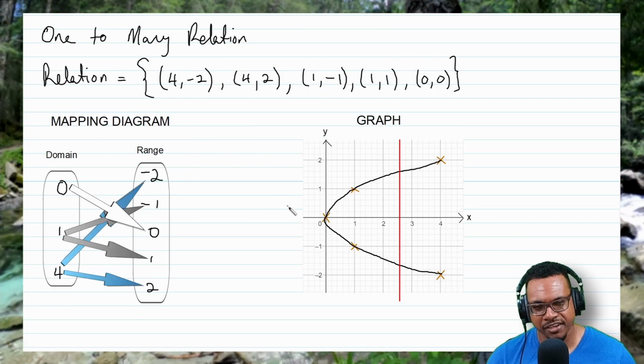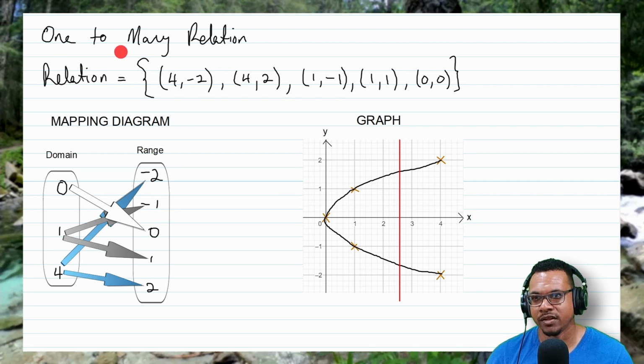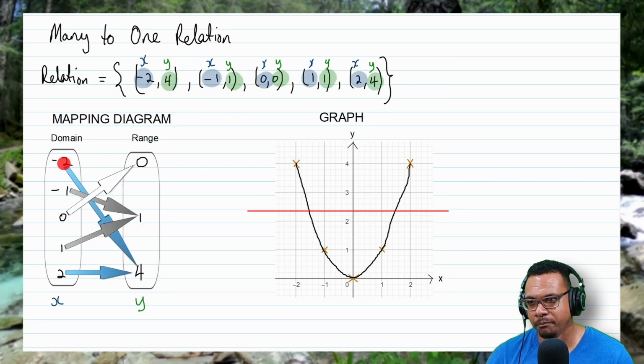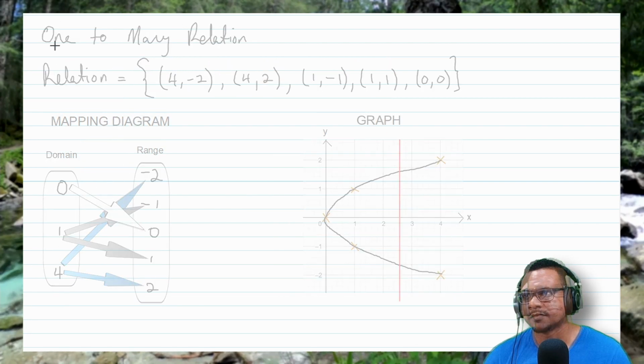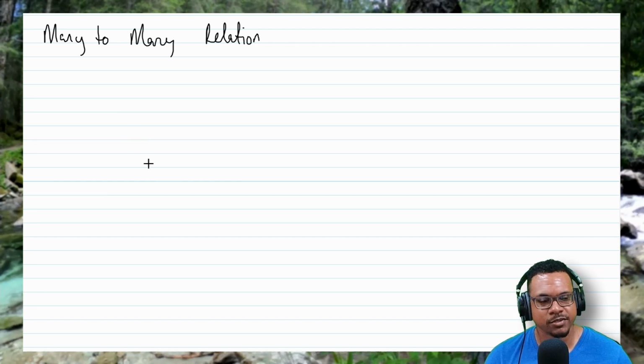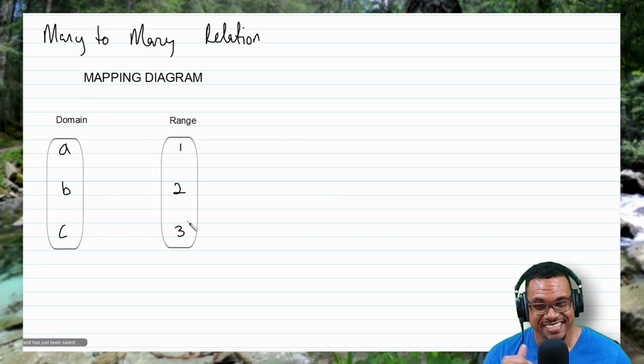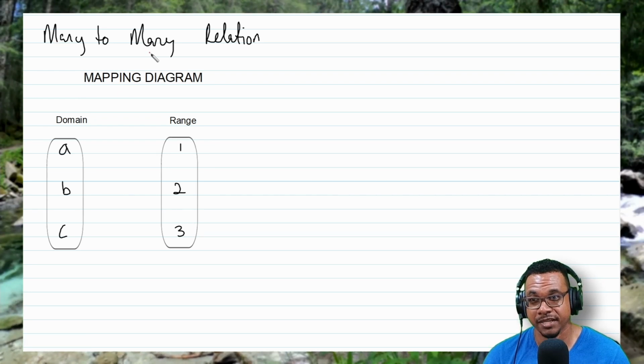Okay, and the last type of relation would be a many-to-many relation. So as long as you see a one-to-many pattern, which is 1 going to many, and also a many going to 1 pattern in the same mapping diagram, that will represent a many-to-many relation. All right, so the last one is a many-to-many relation. And for this one, I wouldn't list all the set of ordered pairs or draw a graph. I'll just draw the mapping diagram. Now just remember, this is an example of a mapping diagram to represent a many-to-many relation.